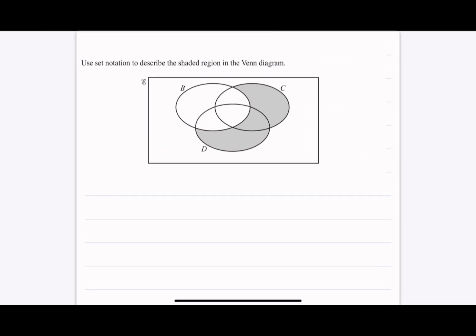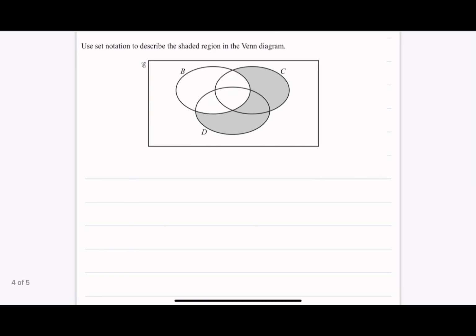So let's look at the shading question here. Use the set notation to describe the shaded region in the Venn diagram. Now, as you could see, first step, look for the region for the set which is not present. As you could see, set B is completely out of shading. So I can straight away write that is going to be B complement. Now, the problem is that B complement alone is not what is shaded. So if I shade B complement, this is everything except B.